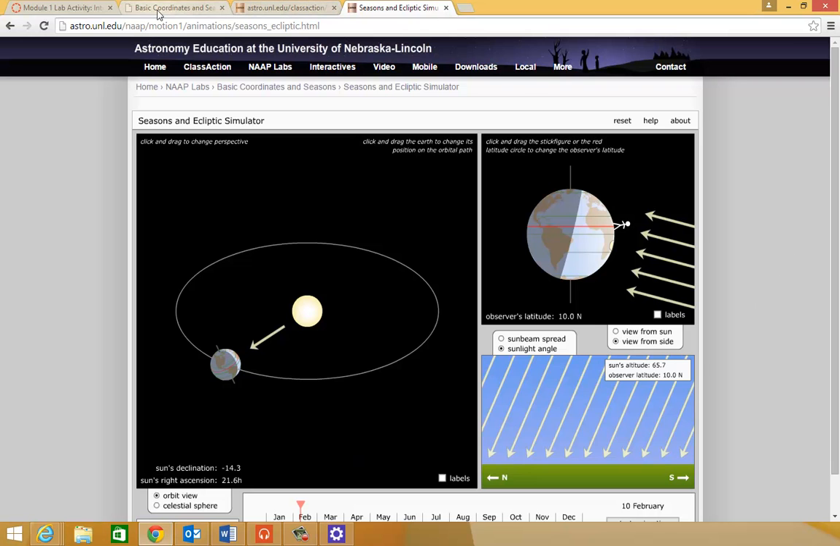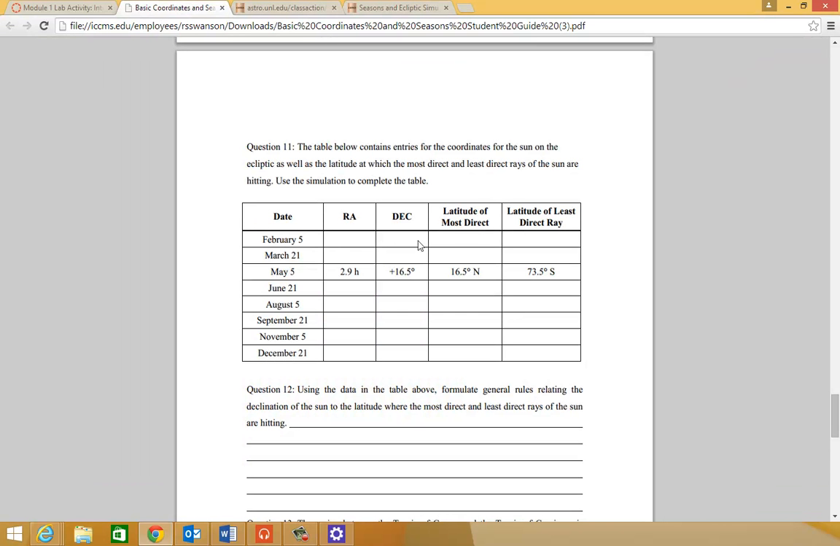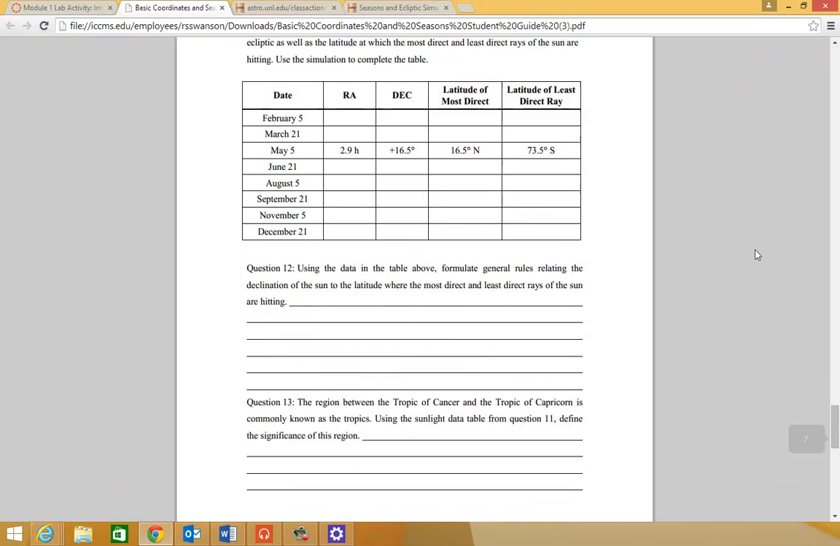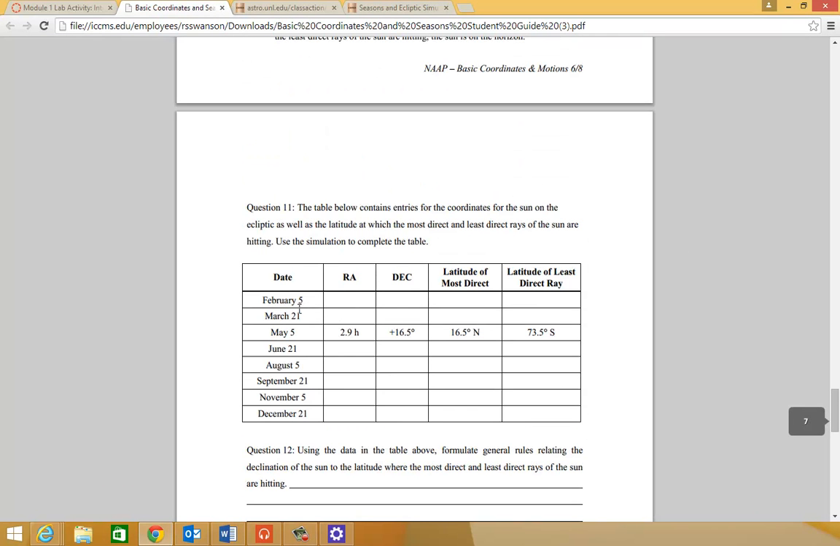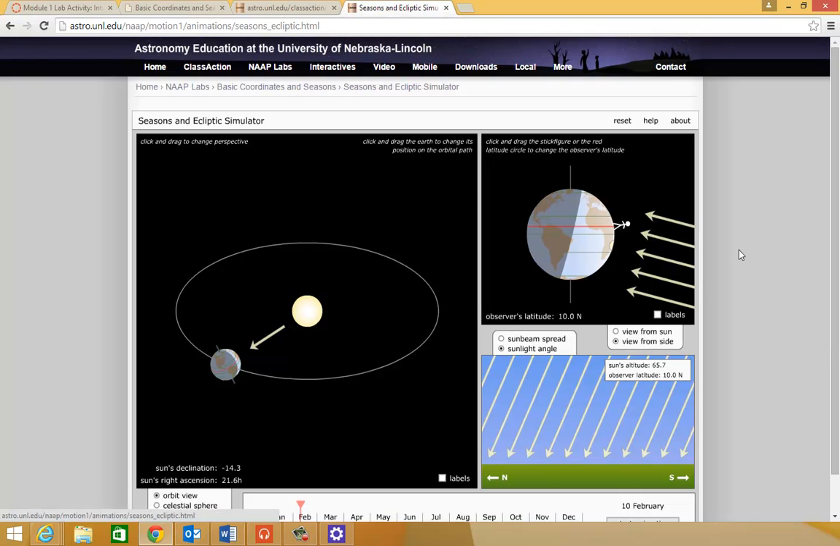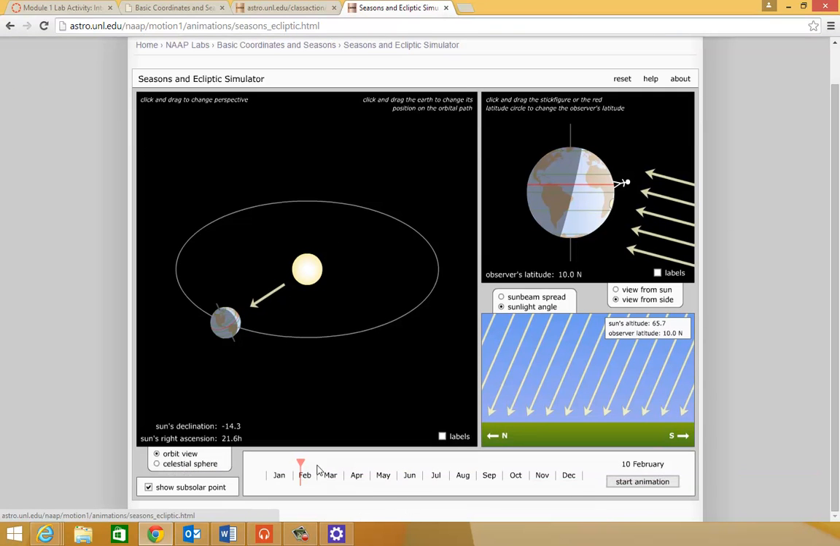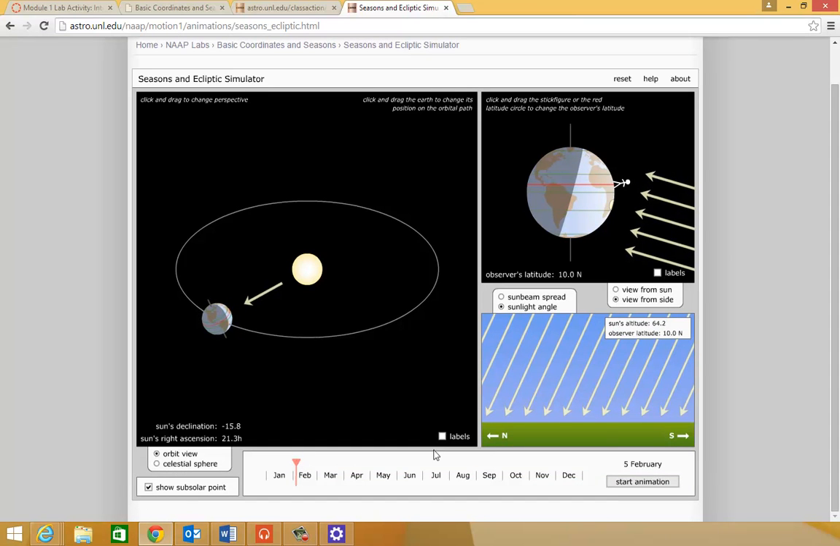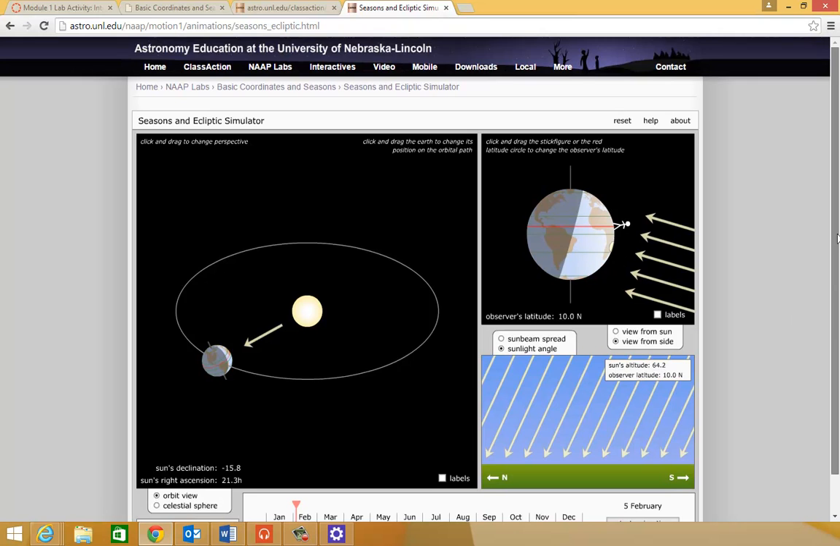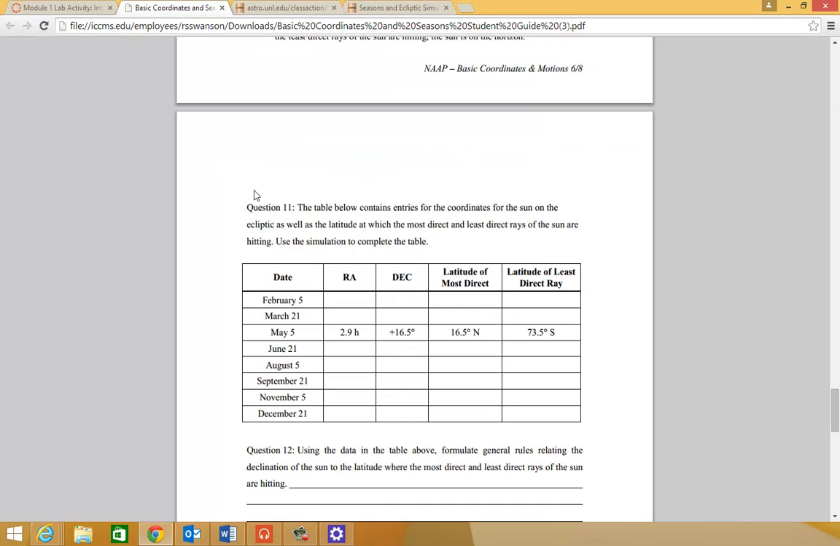And so I'm going to show you how to do the first row in this table on page 7. They want to know the right ascension and declination of the sun on February 5th. So you go into your simulator and you choose that date. You have to change the date to February 5th, and you can do that just by clicking and dragging on that timeline. So now notice, February 5th. It's wintertime, right? At least winter for the northern hemisphere. We need to figure out what the right ascension and declination is of the star, of the sun.